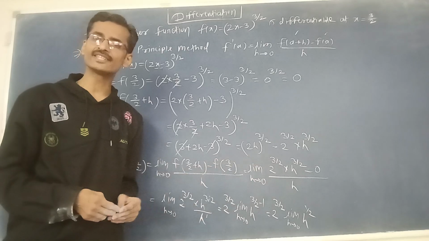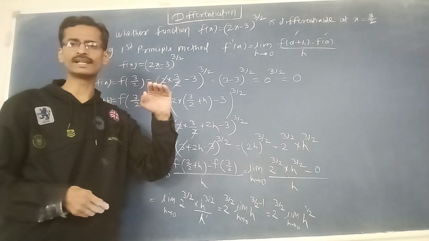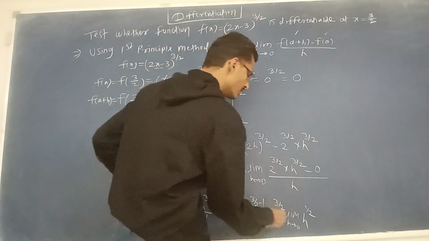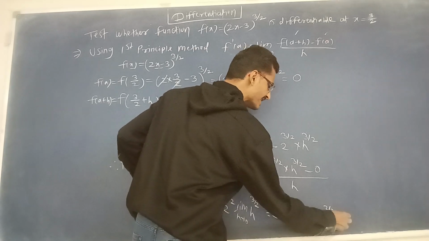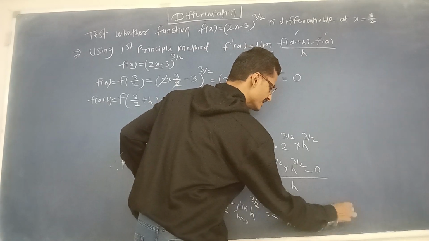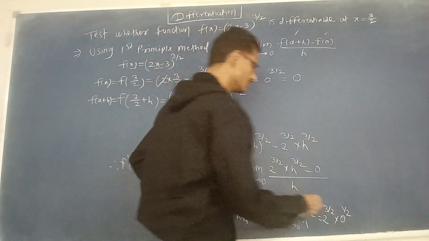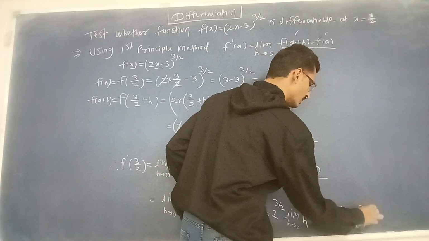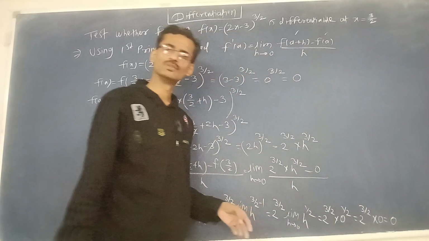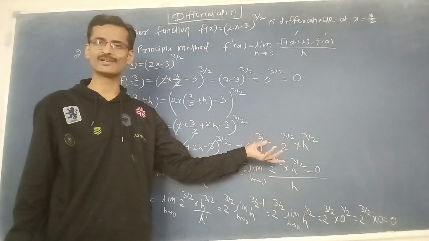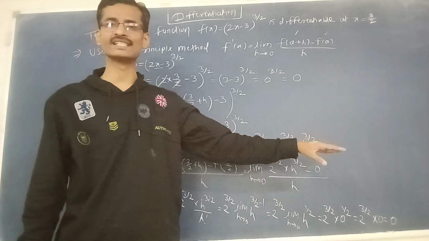So we can write h equal to 0 directly. We don't want upon 0. In numerator we can write 0. So here 2^(3/2) into, put h is equal to 0, 0 raised to half. 0 raised to any number is what? 0. So 2^(3/2) into 0. So answer is 0. We can simplify 2^(3/2), but as this is 2^(3/2) into 0, our answer is 0.